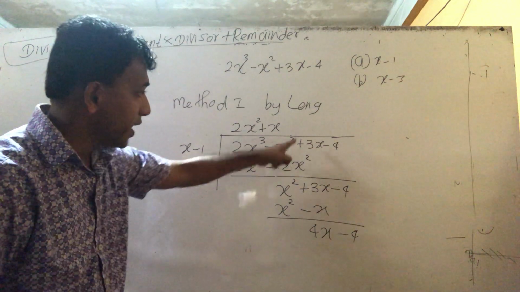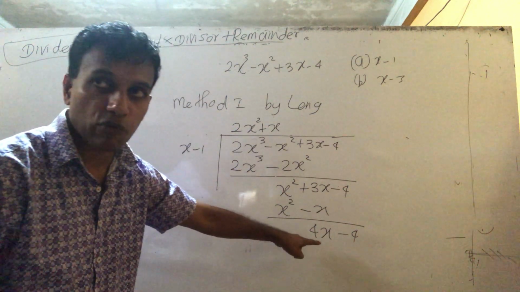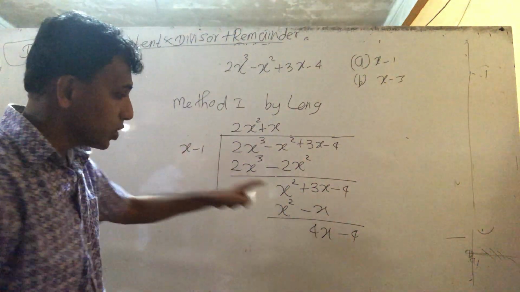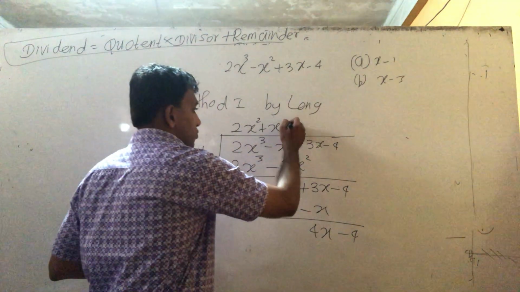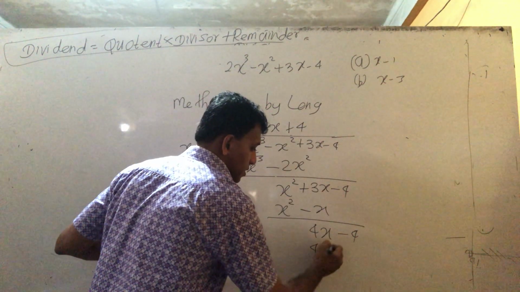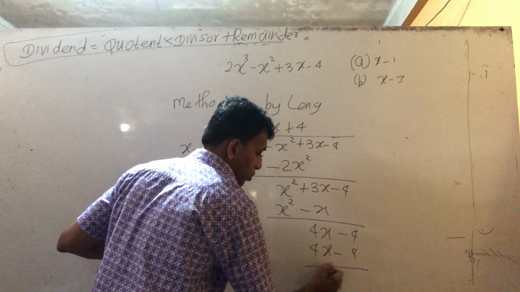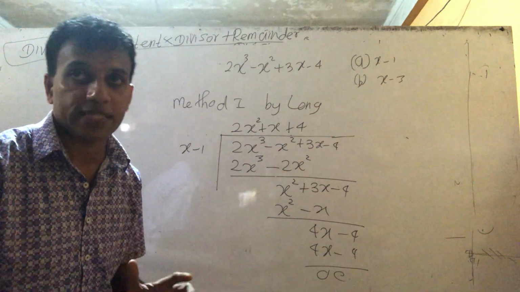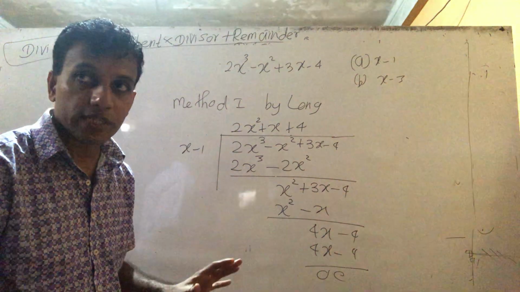At last, write a number here equal to 4x. Here x is already available, therefore the number multiplied gives you 4x. Can I say the plus 4 here, 4, then only 4 times x, 4x minus 4 equals 0. The answer is 0. Here it is perfectly divisible. Perfectly divisible.